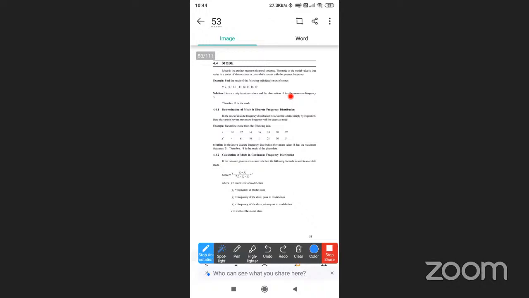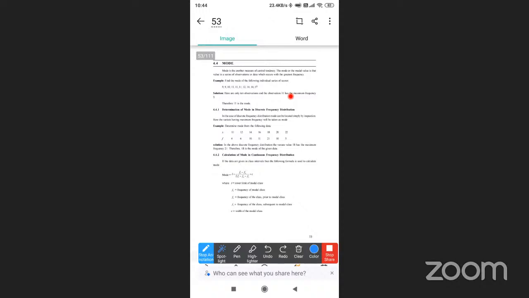So which number is repeated the maximum number of times? 11. So in this problem, mode is equal to 11. Here there are 10 observations and the observation 11 has the maximum frequency. Therefore, 11 is the mode.